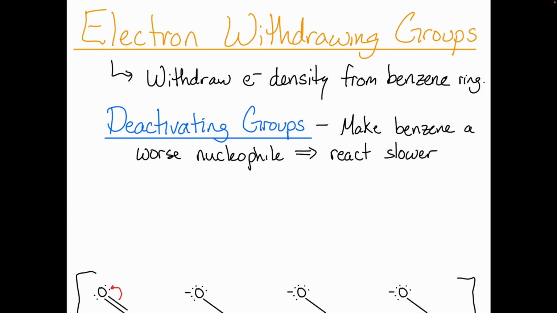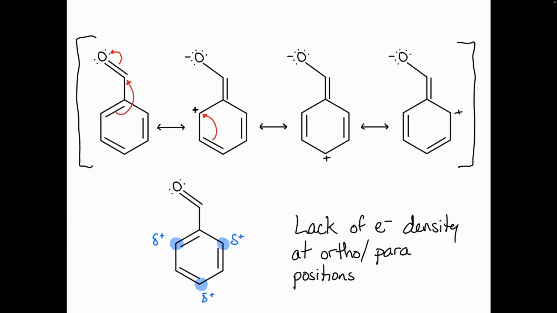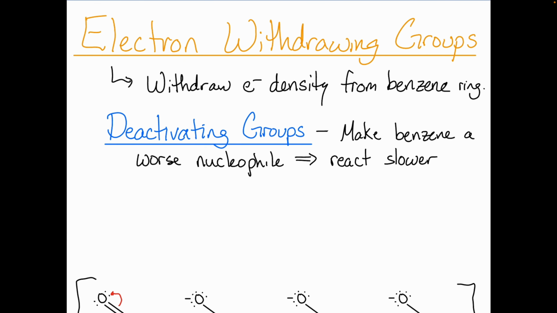All right, and as noted, they're going to make benzene a worse nucleophile, but specifically at which positions are they making benzene a worse nucleophile? The ortho and para, which is why our meta positions are now the only positions available to act as nucleophiles. So whereas electron donating groups were ortho-para directors, our electron withdrawing groups are what are called meta directors. All right, meaning they will direct incoming electrophiles to the meta position.